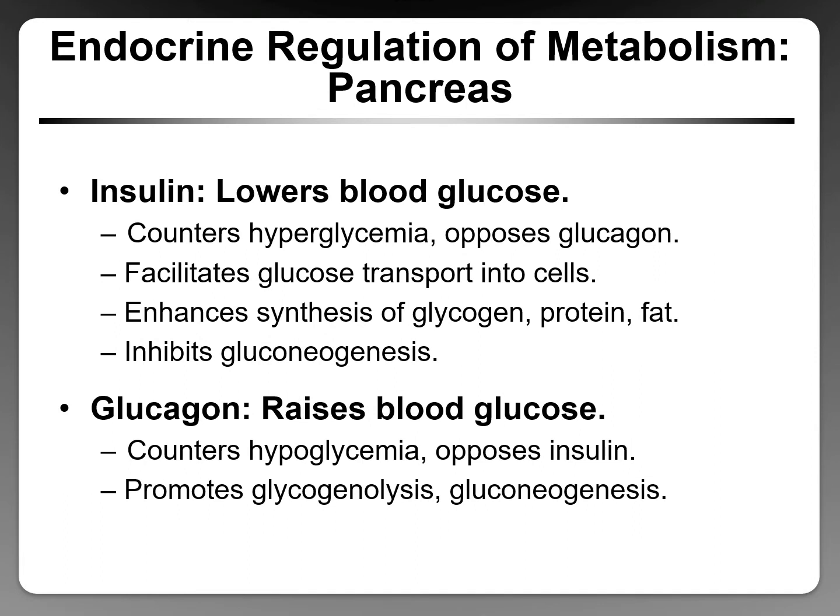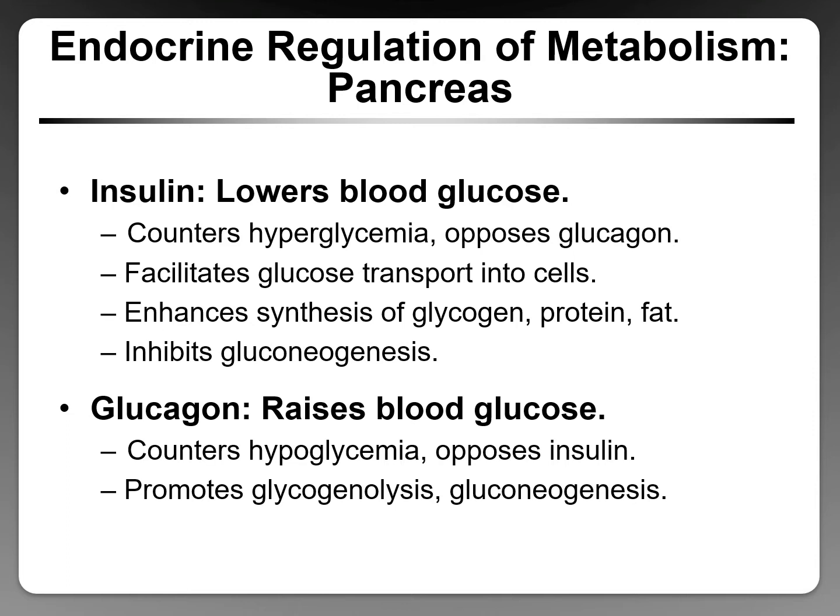Next, we'll look at the pancreas. Mostly with the pancreas, we are concerned with insulin and glucagon. Insulin is going to work to lower blood glucose. This is going to counter hyperglycemia, or high blood sugar, and oppose glucagon. This will facilitate glucose transport into the cells.